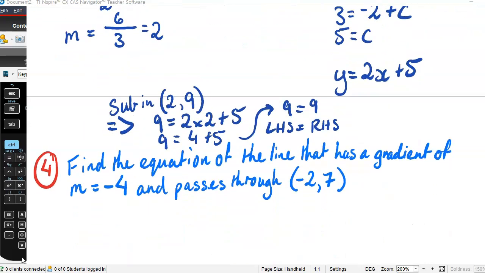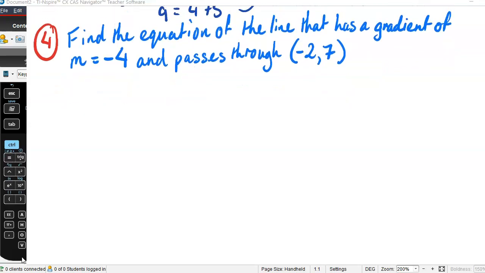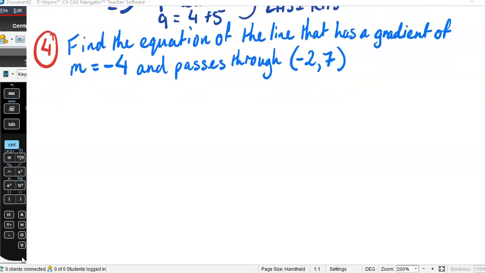Alright, here we have been given the gradient and a point. Okay, so there's 2 ways of doing it. The way we've just been doing, which I'll do first. Okay, so we need to figure out the equation. So our general form is y equals mx plus c. So we get told the gradient, so y equals negative 4x plus c.